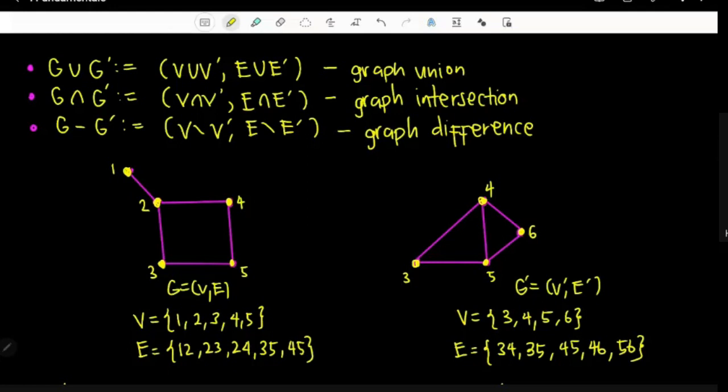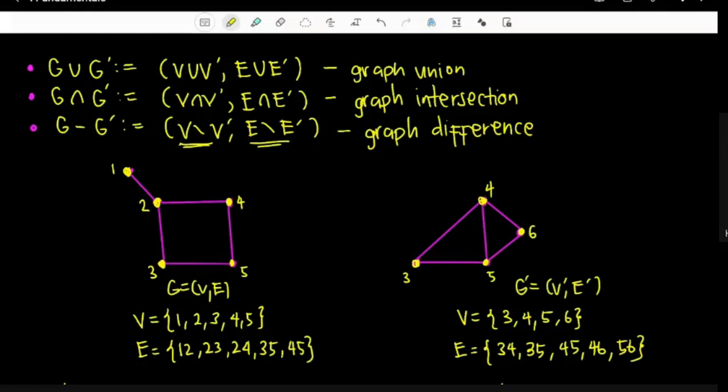Similarly, graph intersection is the intersection of their vertices and their edges. The graph difference is the difference between the vertices and the difference between the edges. Meaning, that's the set complement. You get the relative complement of V with respect to V prime and the relative complement of E with respect to E prime. So that's the graph difference. Meaning, you just remove the vertices in V that are in V prime.